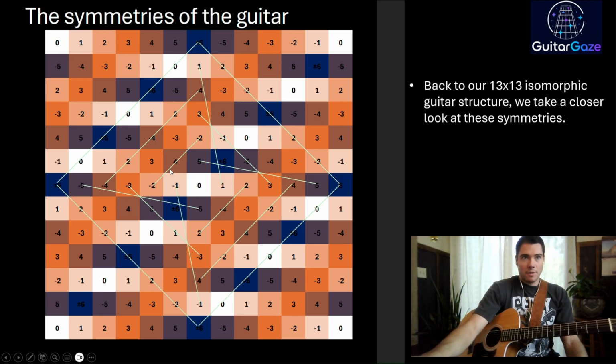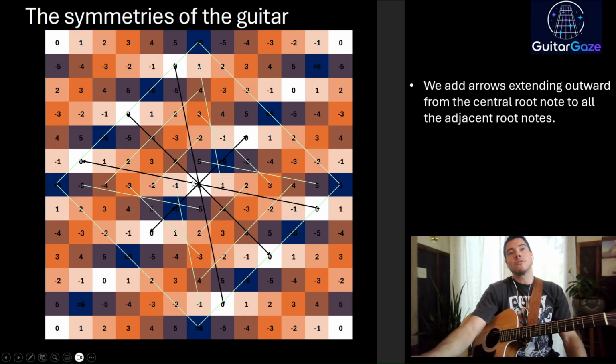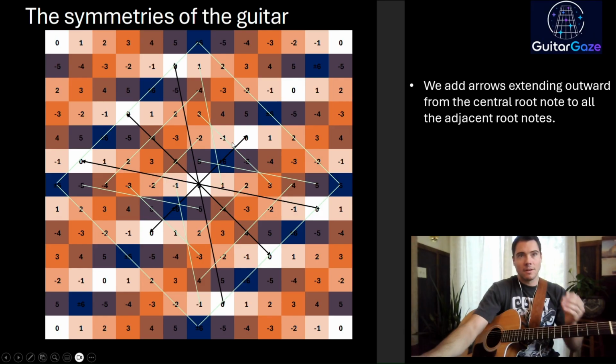So we're going back to our 13 by 13 isomorphic note layout here with those same lines over it. You can see your central column and your central row. And we're going to add some lines to look at these symmetries. So these lines all extend from your central root note out to all of the other adjacent root notes. So, for example, from the central root note here, this is one of the first adjacent root notes right here.